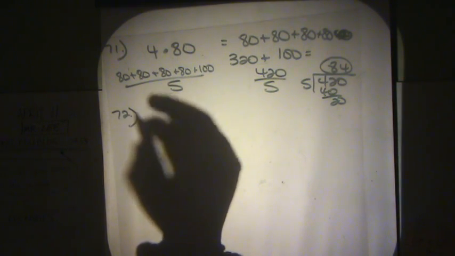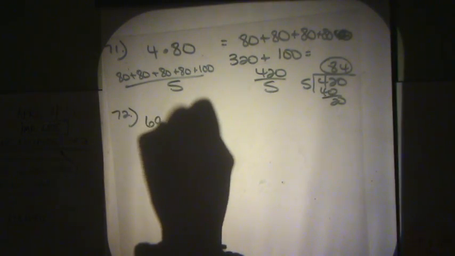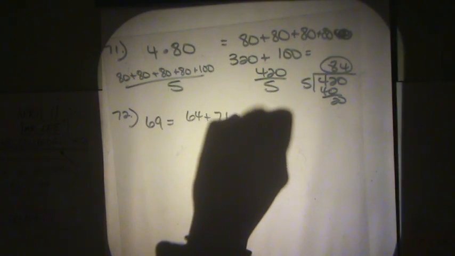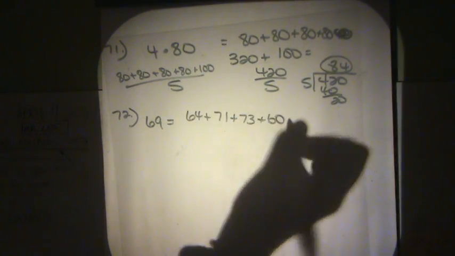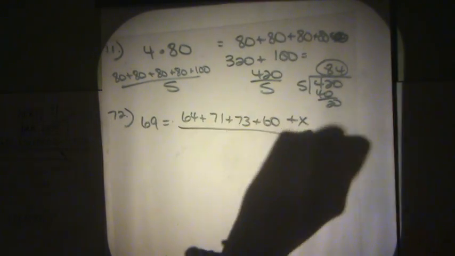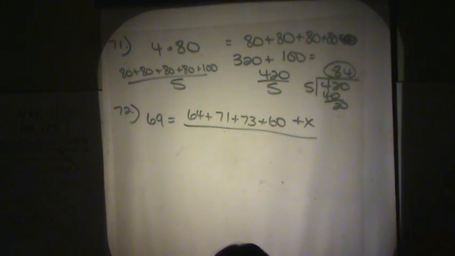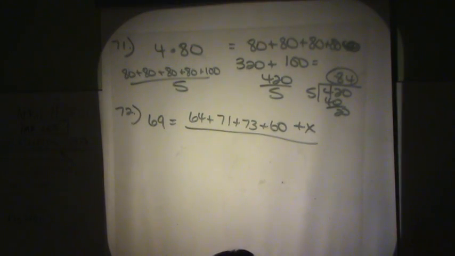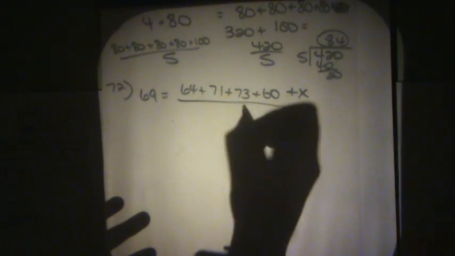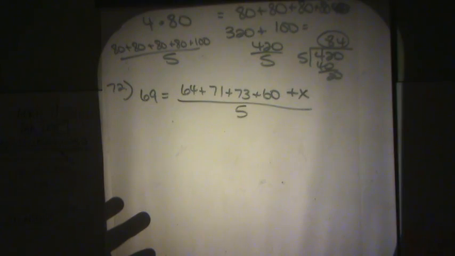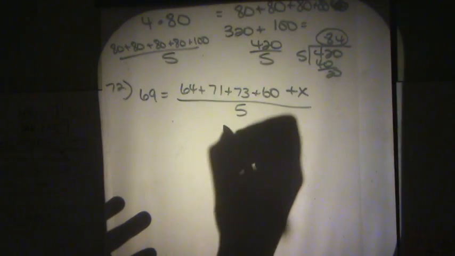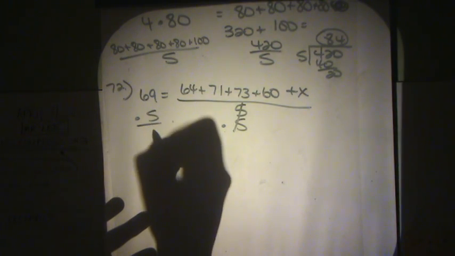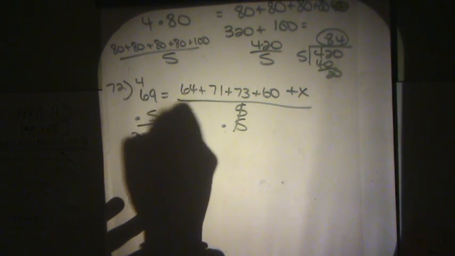You know that your mean was 69, so you can even write that first. So you have 64 plus 71 plus 73 plus 60. You don't know what Friday was. How many does that include with Friday? 1, 2, 3, 4, 5. You're going to have 5. So first thing I'm going to do is multiply both sides by 5. Get rid of this 5. 345, 340.